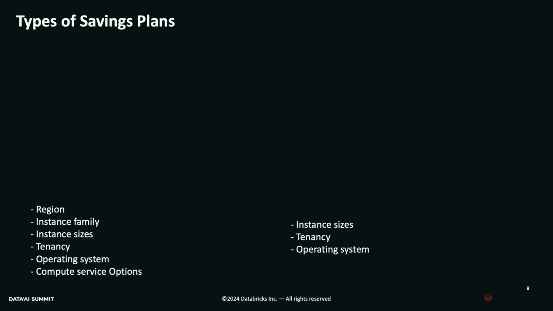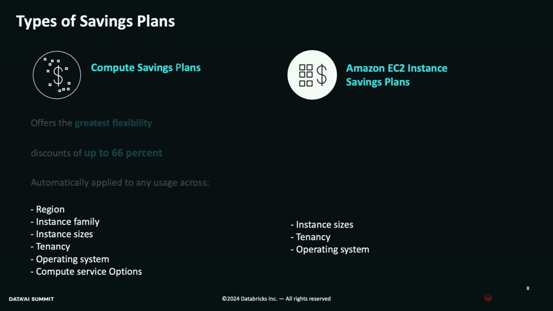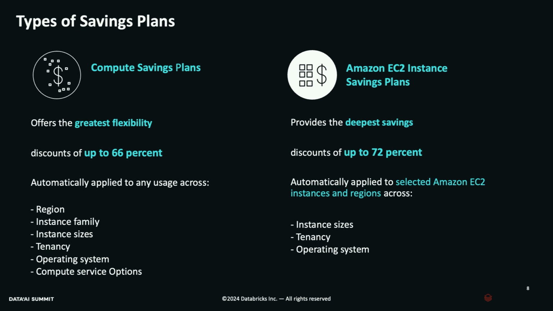There are 2 types of savings plans recommended for Databricks: Compute Savings Plans and EC2 Instance Savings Plans. Compute Savings Plans give you the greatest flexibility. You can change from one region to another, say from US East 1 to US East 2 or US West 2, or from one EU region to another. At a global scale, you can change. You can change any instance family, instance size, and operating system. You can even move from EC2 to Lambda. So it gives all the flexibility, but the discount is 66%.